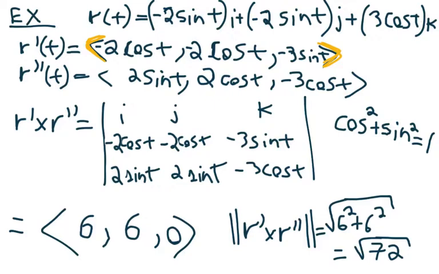Then we do the second derivative and we get r prime prime t. If we do the cross product afterwards of r prime t and r prime prime t, we get 6, 6, and 0. If we take the magnitude of that afterwards, we get the square root of 6 squared plus 6 squared, which gives you the square root of 72.